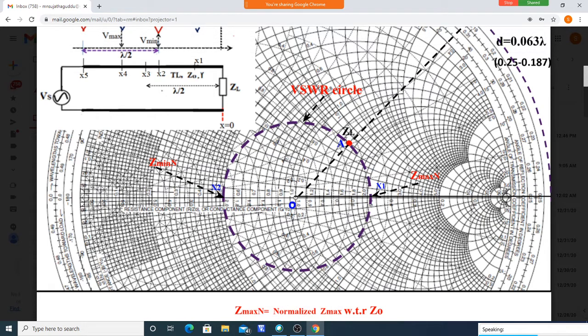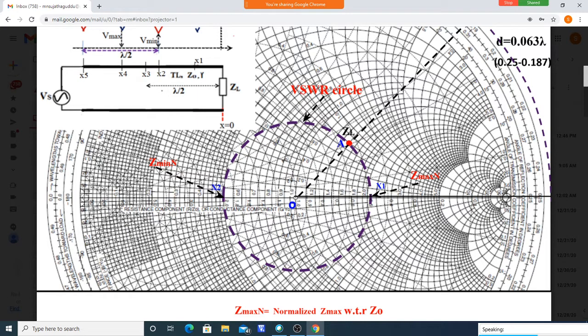VSWR circle. See, we have drawn a VSWR circle. Read the value of impedance, that is R maximum. R maximum itself is equal to VSWR here. Read whatever the R is here. So the resistance value, R maximum, that itself is equal to the VSWR, S value.